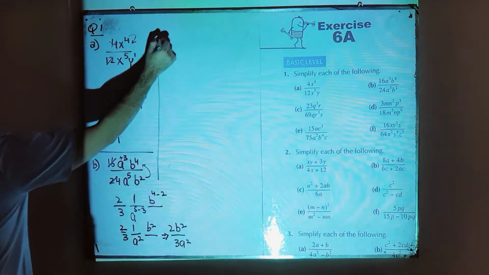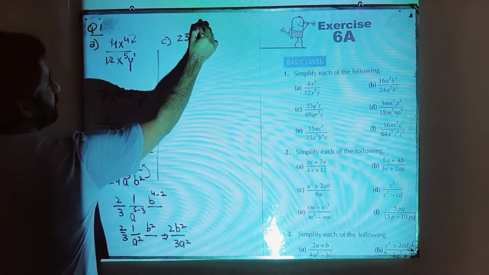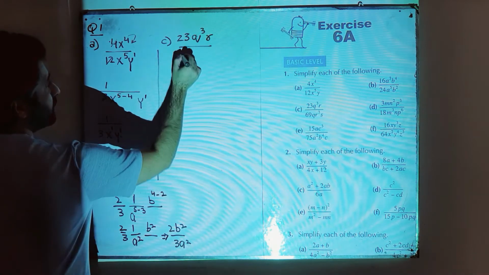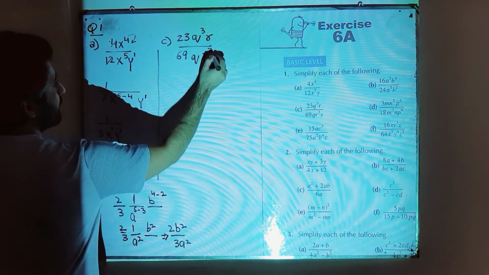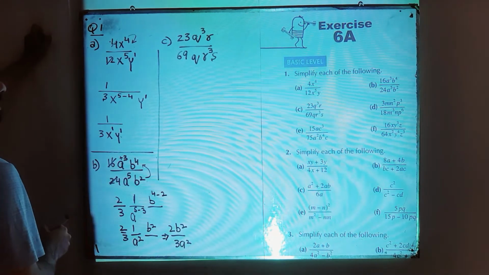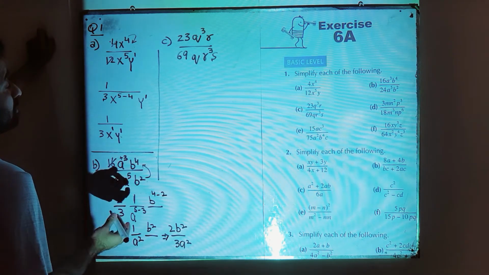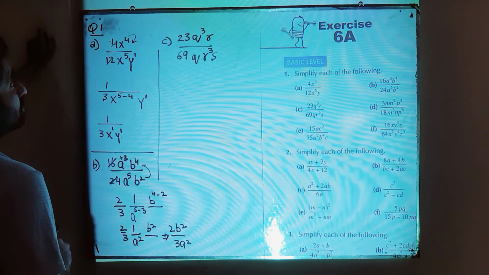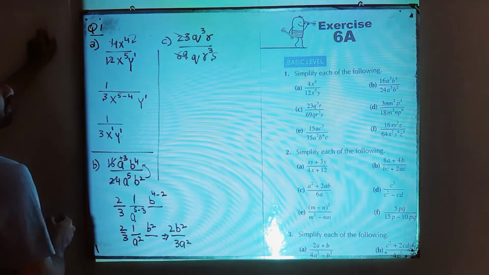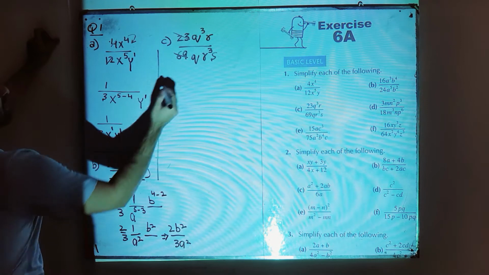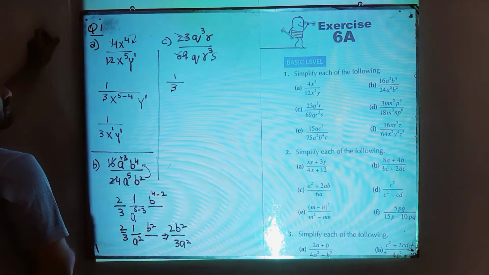The next one is part number C, and that is 23q^3r over 69qr^3s. Okay, well, 23 is a prime number, but anyway, I think 23 and 69 we can simplify. 23 3 times 69, so 23 1 time 23, 23 3 times 69.